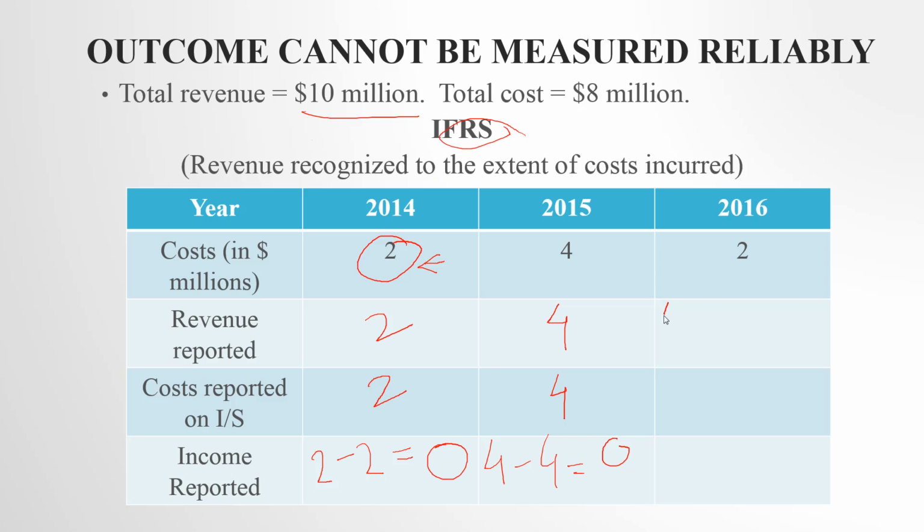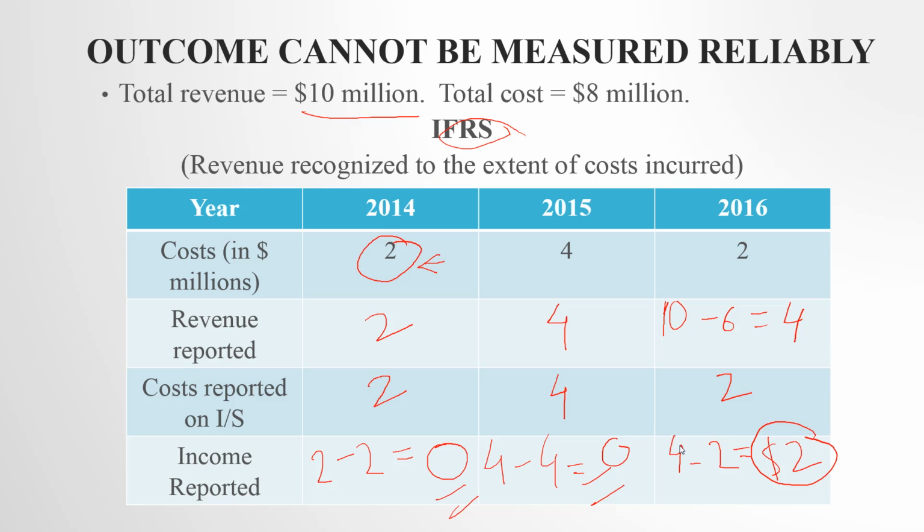So we'll report 10 minus 6, $4 million of revenue, $2 million of cost, and therefore our income would be $2 million. We reported $0 in income for the first 2 years, and then $2 million for the third year.